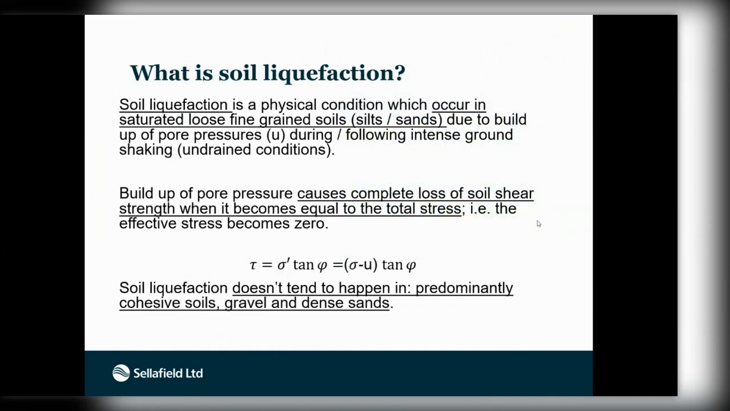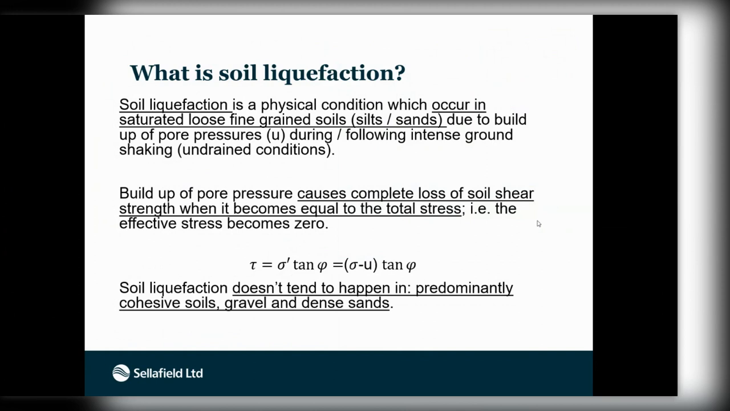What is soil liquefaction? Soil liquefaction is a physical condition which occurs in saturated, loose, fine-grained soils, such as silts and sands, due to buildup of pore pressures during or following intense ground shaking. The buildup of pore pressure causes complete loss of shear strength when it becomes equal to the total stress. So basically, when the effective stress σ' is zero, there is no shear strength. Soil liquefaction doesn't tend to happen in predominantly cohesive soils and gravels, but rather in sands. This is how we usually describe soil liquefaction.